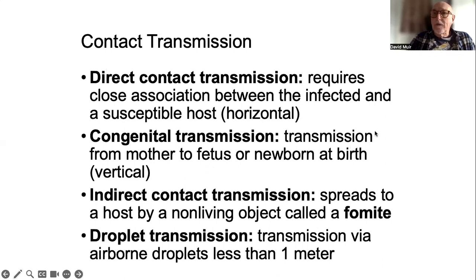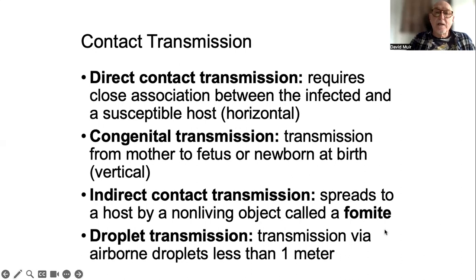First of all, we recognize direct contact transmission. That is a close association between something that is infected and a susceptible host. This is called horizontal transmission, and that distinguishes it from vertical transmission, which is from a mother to a fetus or a newborn. If the mother has some illness and transmits it to the infant or the fetus, that is vertical transmission.